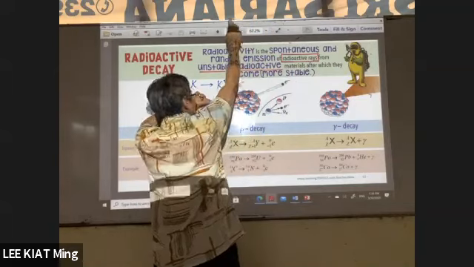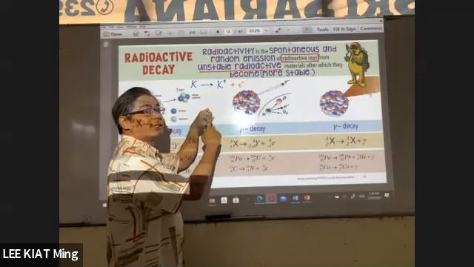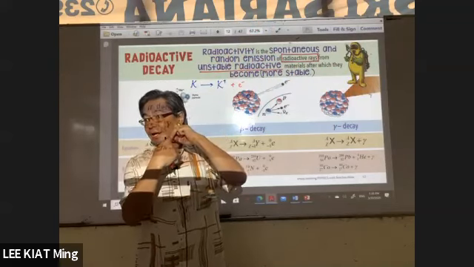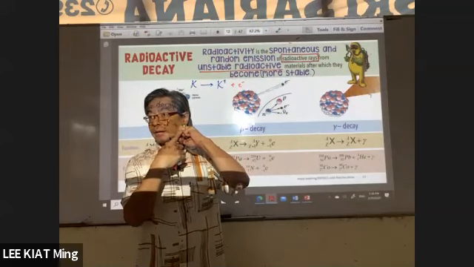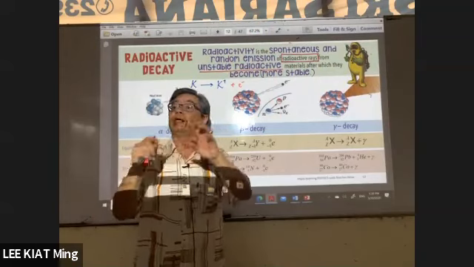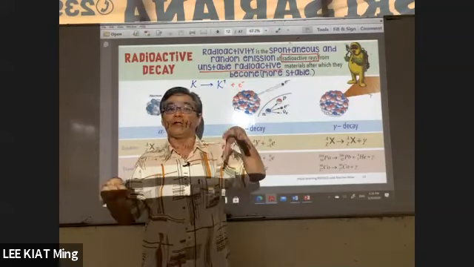It's not like aluminium. Aluminium or gold or silver will never decay. This will not give up radiation. Clear? Only certain elements can do it. This is what we call a radioactive element. And where do we get them? We dig from the ground.